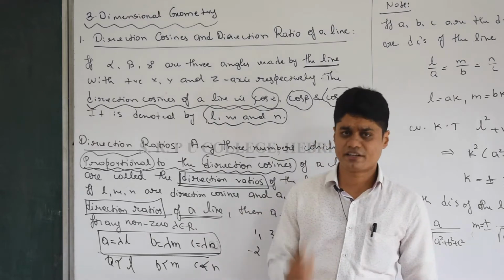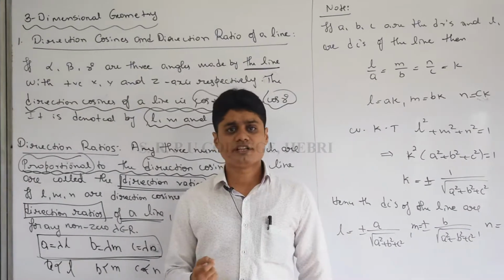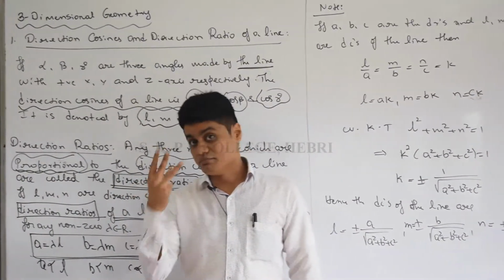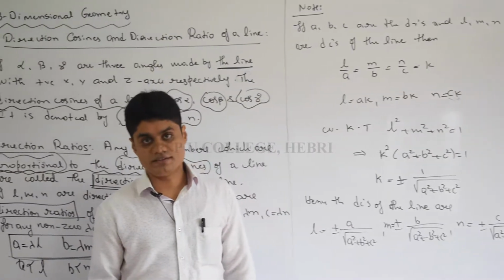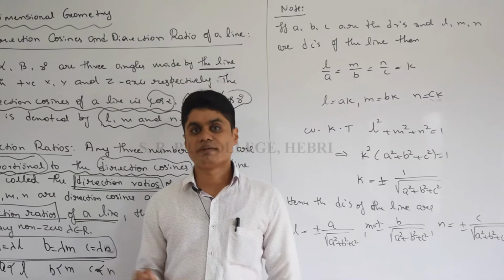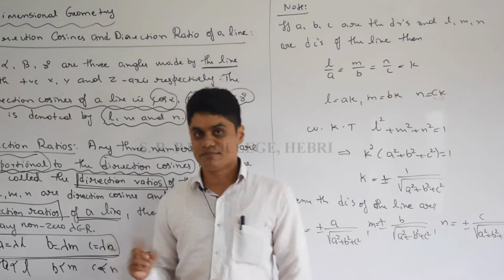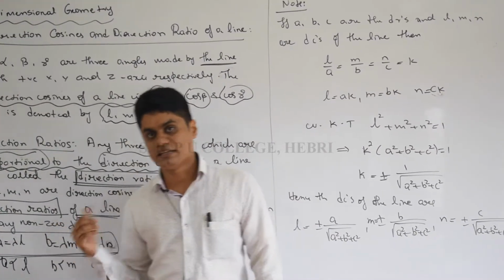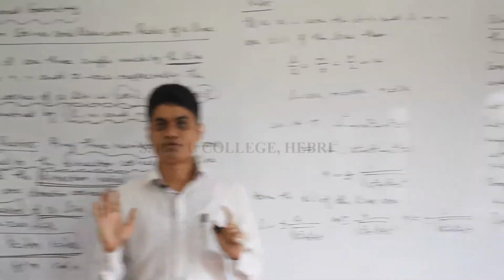Next we define direction ratios. What are direction ratios? They are three numbers which are proportional to direction cosines. In this chapter we denote direction ratios by A, B, C. So A is equal to lambda times L, B is equal to lambda times M, C is equal to lambda times N, and they are directly proportional.